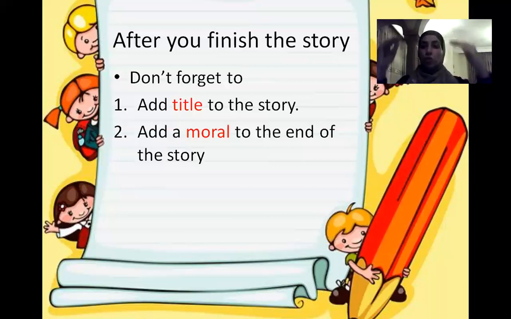Now, all the stories, why do we have stories? We said that we have stories because there is a message that you want to send to people, and you send it by writing a story. So there is a moral, a lesson learned in the story. So you should have a title and a moral for the story. These are things that make your story perfect.